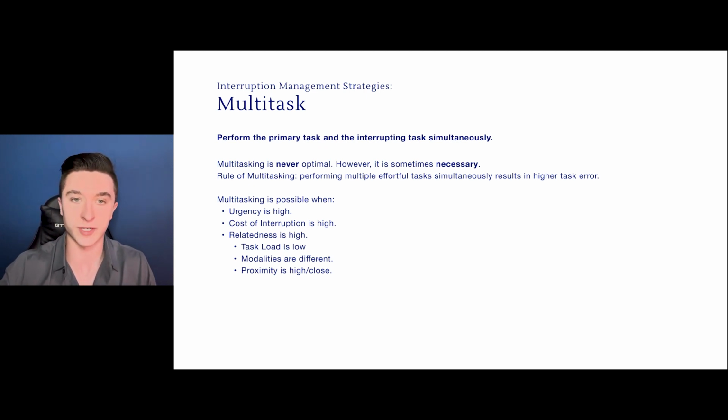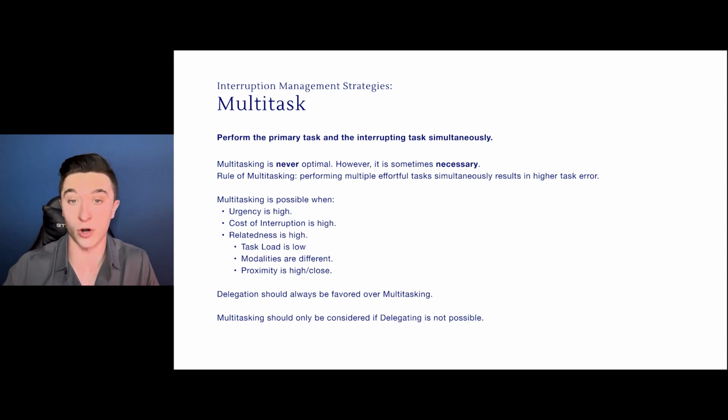So like interrupting, simultaneous task performance of any kind is going to increase your likelihood of error by some degree. So this is why choosing to multitask at inappropriate times can result in an action that is more disruptive to the clinical work than the interruption itself. Furthermore, delegation should always be favored over multitasking.